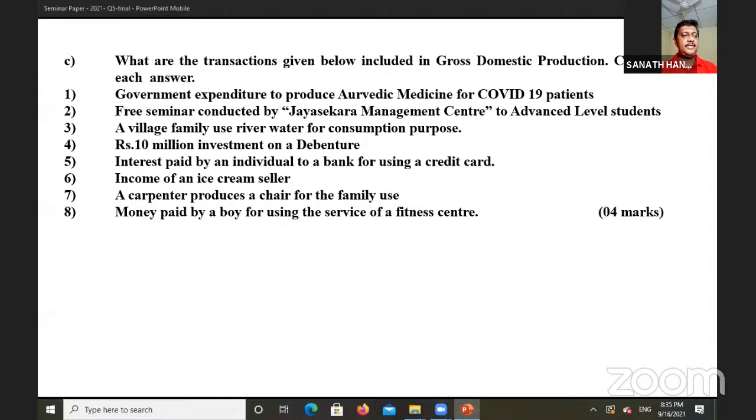Right? Not included in transactions on financial assets. Transactions on financial assets are not counted in GDP.